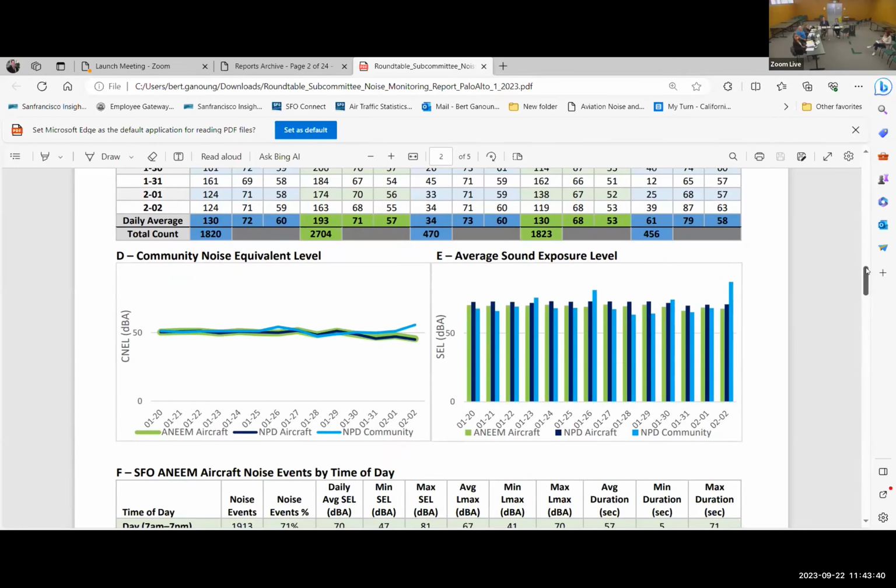When you start looking at the community noise equivalent level and the average sound exposure levels, that's where we start seeing differences. And for those color-challenged people on this chart, the green is on the left, dark blue is in the middle, light blue is on the right. Green again is NEEM, NPD is dark blue, and light blue is NPD community.